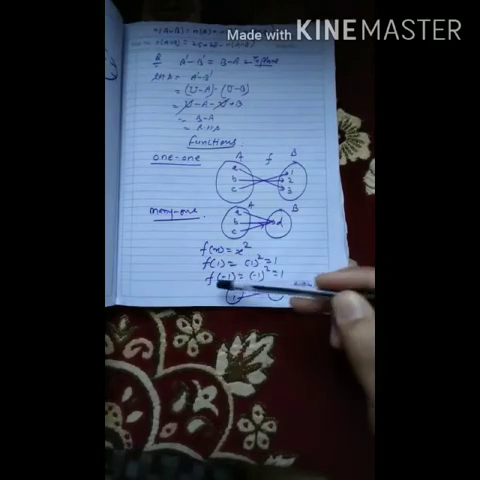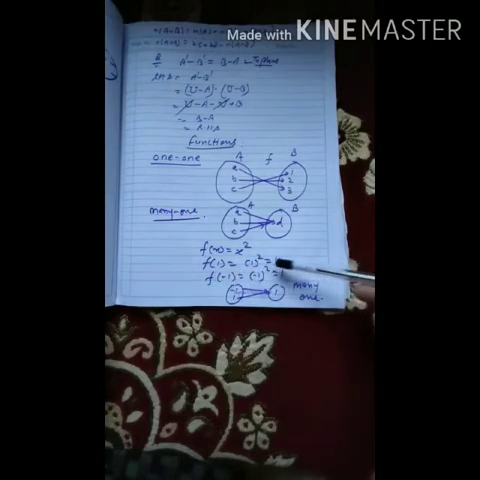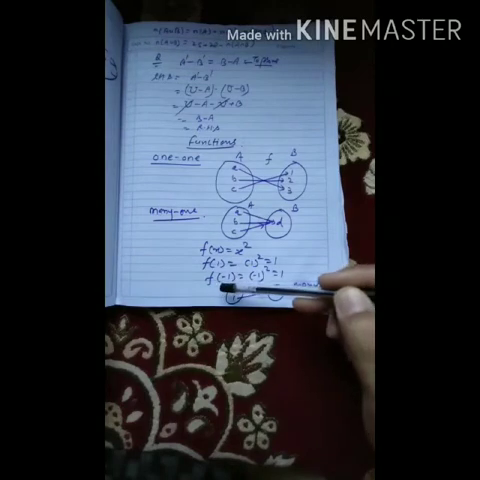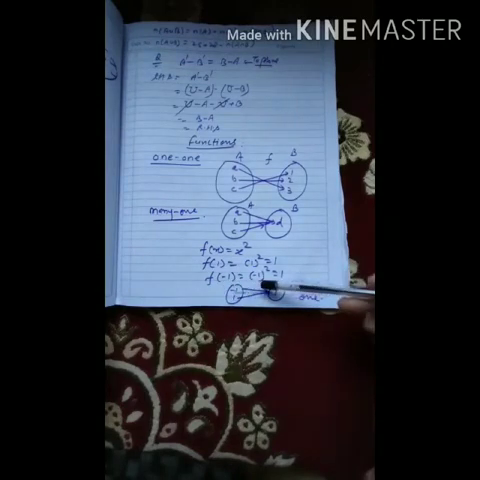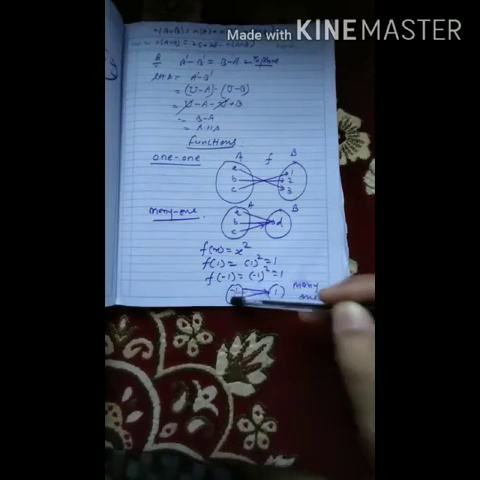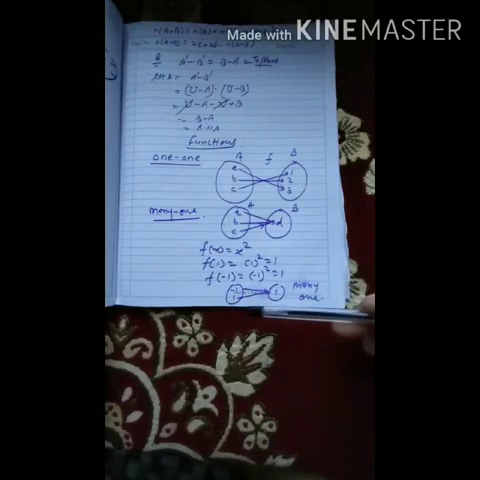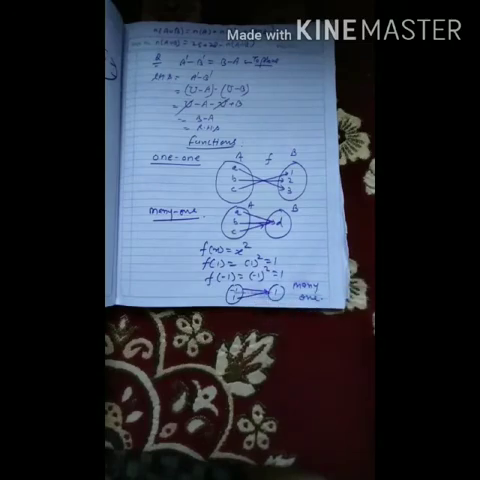An example of a many-one function is f(x) equals x square. If we put x equal to 1, then we get 1, and if we put x equal to minus 1, then also we get 1. So the image of 1 and minus 1 is the same. So this is called a many-one function.